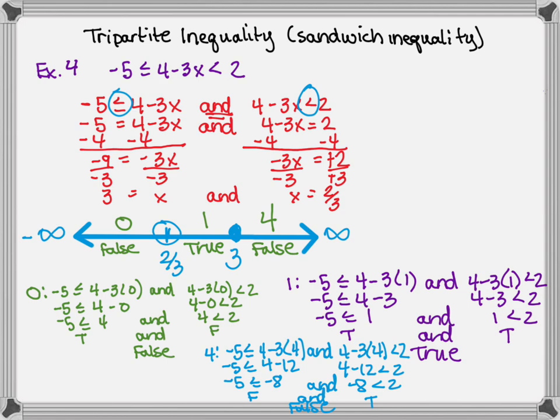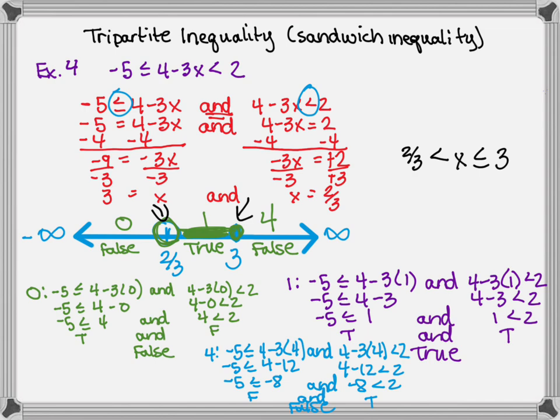So we have one true interval, which was that middle one. So I have the open circle around the 2/3. I have that closed circle around the 3, and I'm shading that middle interval. Writing my solution, I've got 2/3, I've got x in the middle, I have 3. Because 2/3 was not included, I have less than. Because 3 was included, I have less than or equal to there. So I have 2/3 less than x is less than or equal to 3.